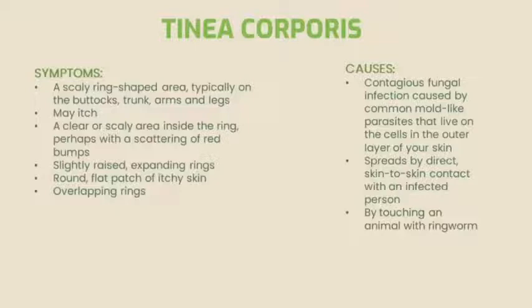It may itch. A clear or scaly area inside the ring, perhaps with a scattering of red bumps. Slightly raised, expanding rings, or a round, flat patch of itchy skin. Overlapping rings. Causes: a contagious fungal infection caused by common mold-like parasites that live on the cells in the outer layer of your skin. It spreads by direct skin-to-skin contact with an infected person or by touching an animal with ringworm.